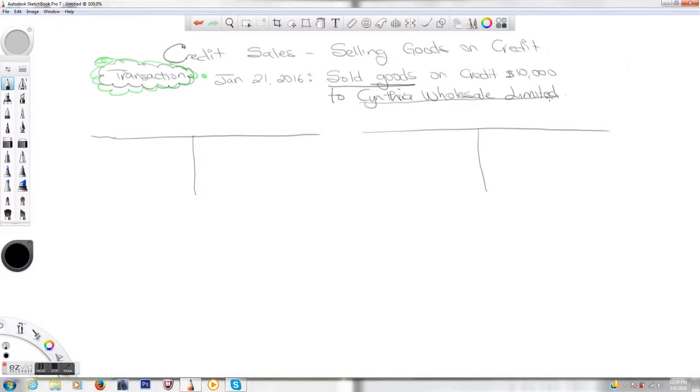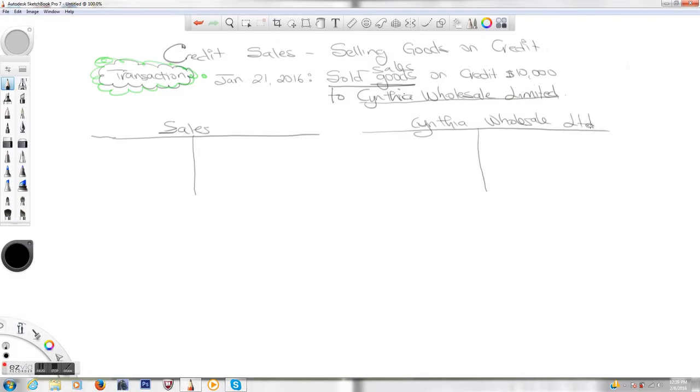So we just head them up, sales, because sold goods means sales. And then this other account affected by the transaction is Cynthia Wholesale Limited.